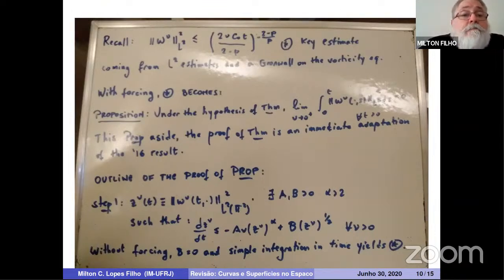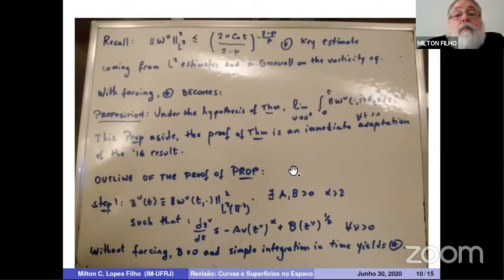Okay, so if you know this proposition, the proof of the theorem is the immediate adaptation of the 2016 results. So the point is, once you know that, it's not that there is nothing else to do, but there is nothing new to do. So the whole story is this proposition. As I said, with a typo, we need a nu here.